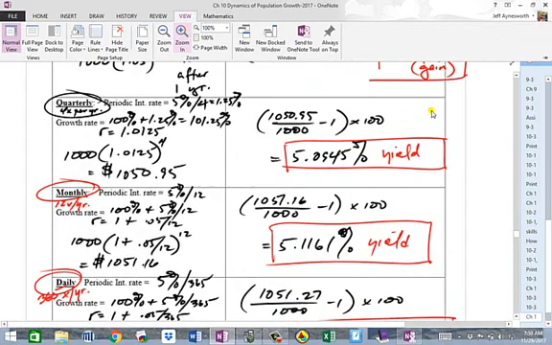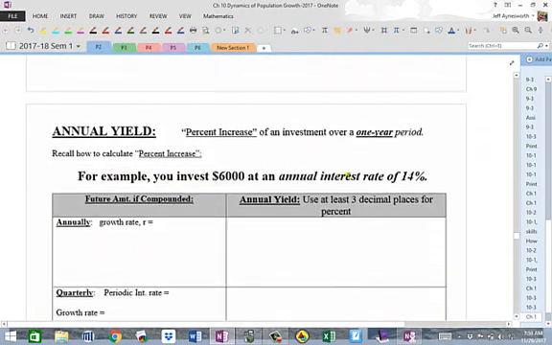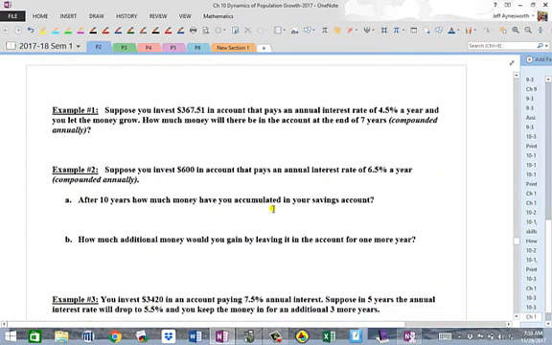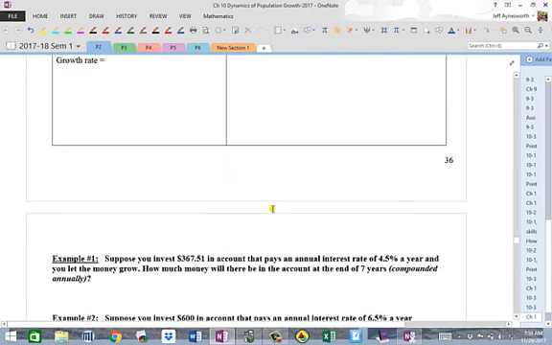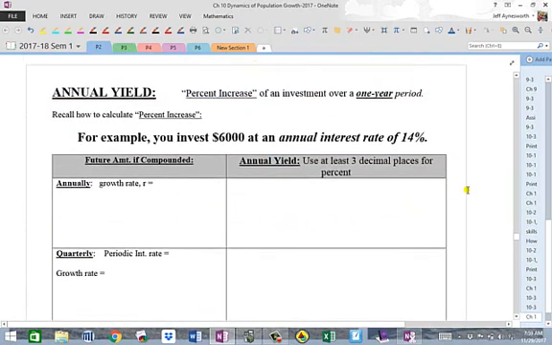So turn the page. All right, start working on the next example here. In this one, we're going to invest $6,000 at 14% annual interest rate. And again, you're going to calculate the annual yield for each one of the 4 methods here. And then after that, you're going to get into a review and practice over all the different types of money situations that we have encountered. So give this a shot here.